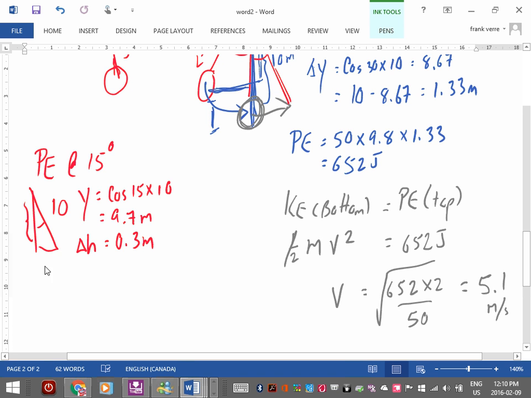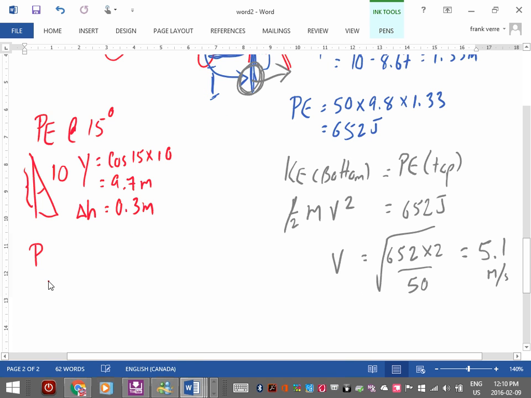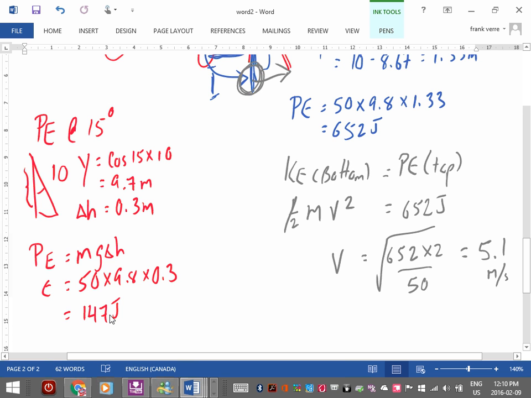So what's the potential energy at 15 degrees? It's going to be mgh, so it's 50 times 9.8 times 0.3. What would that be? 147 joules.